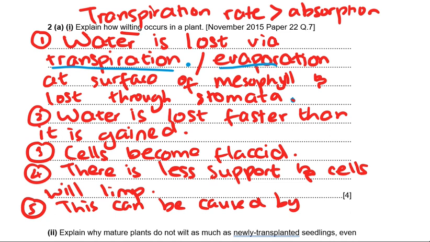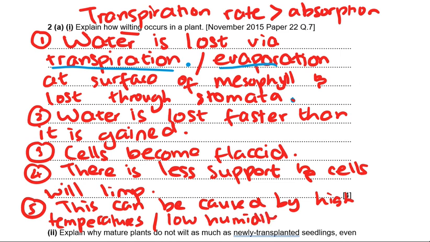So the last part, you can talk about pretty much any of the conditions that would influence or encourage a high transpiration. So you can say it can be caused by high temperatures, or low humidity, or strong winds. So you can talk about that.